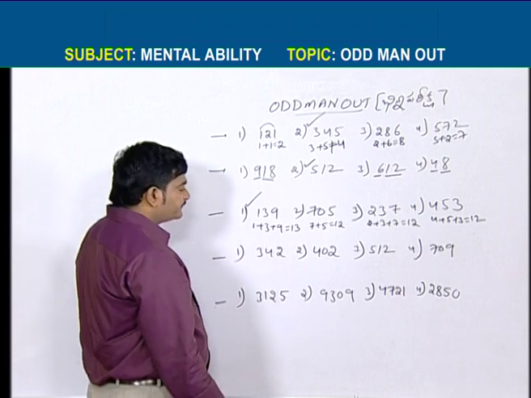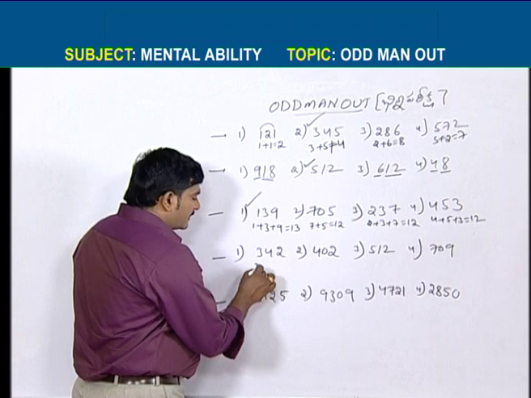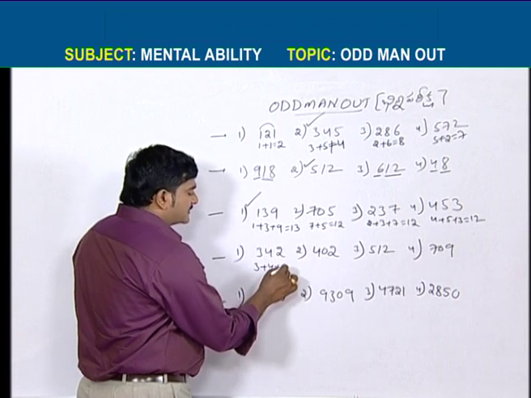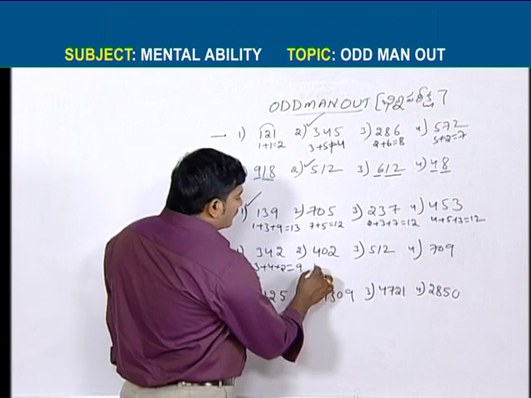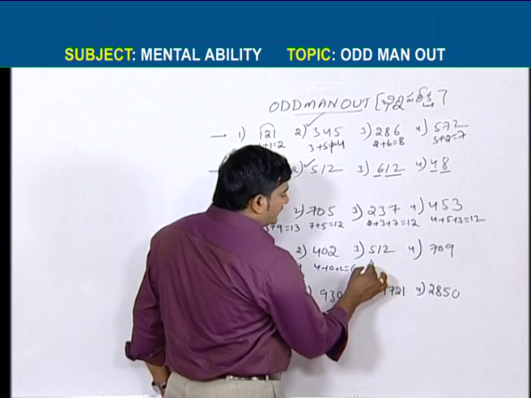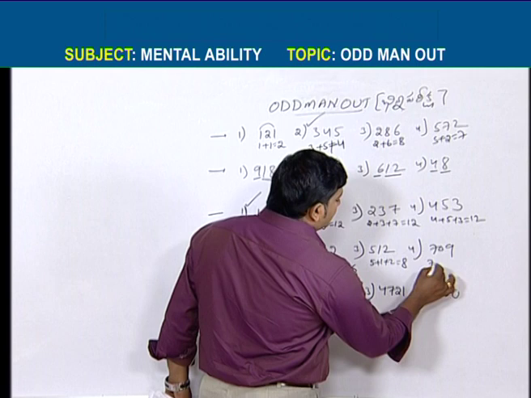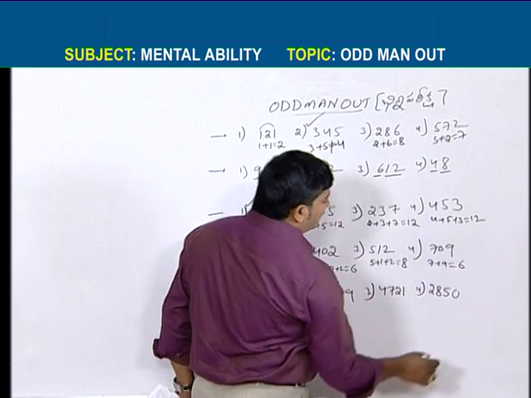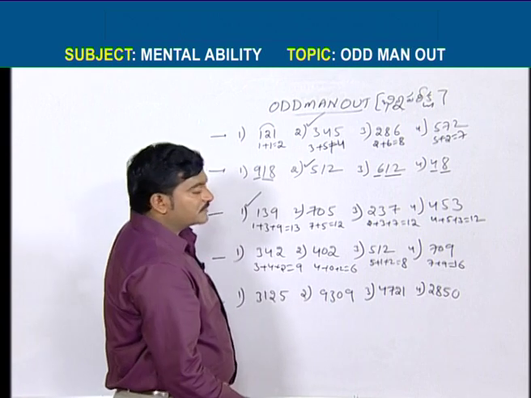So now the fourth question. Observe the fourth question. 3 plus 4 plus 2. Again finding the sum of the digits. 3 plus 4 plus 2, I am getting 9. 4 plus 0 plus 2, I am getting 6. Similarly 5 plus 1 plus 2, I am getting 8. Similarly 7 plus 0 plus 9, how much am I getting? 16.